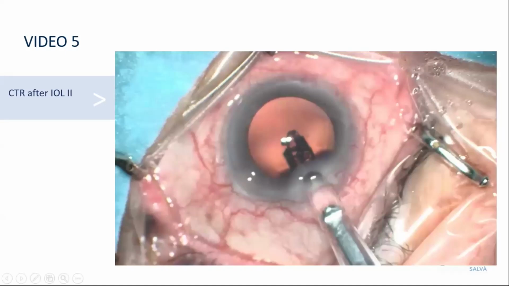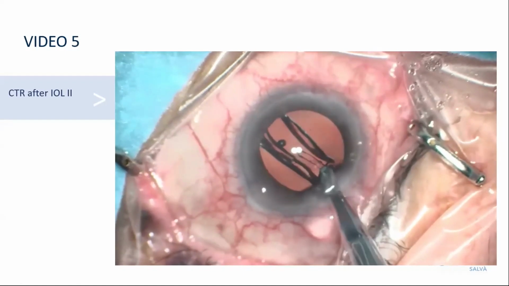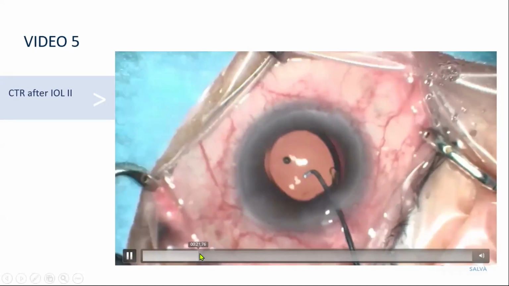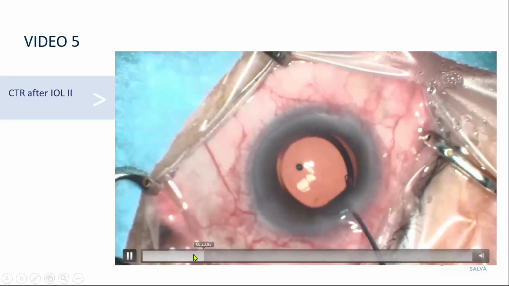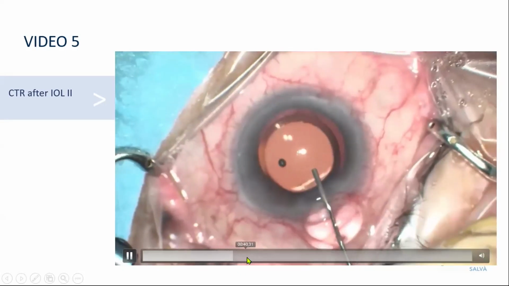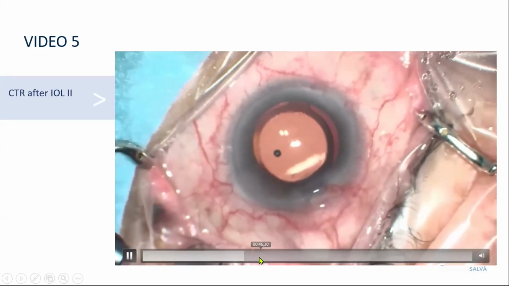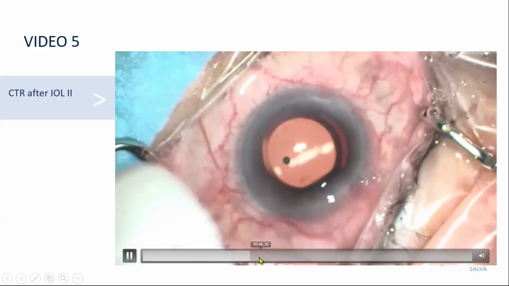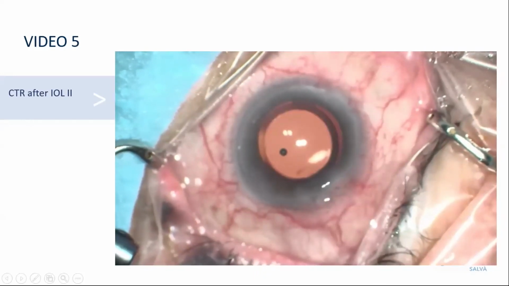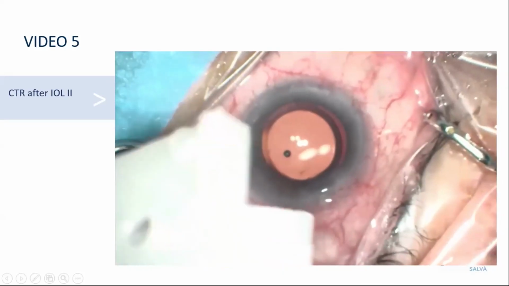And this is the last video. Again, I implanted the lens, and my nurse told me, "Doctor, do not forget the CTR." I said, "Oh, okay." Yes, the lens was already in the bag and centered, so I added a little bit more viscoelastic, and here comes the CTR. And just to show you, you can implant it after the lens with no problems.